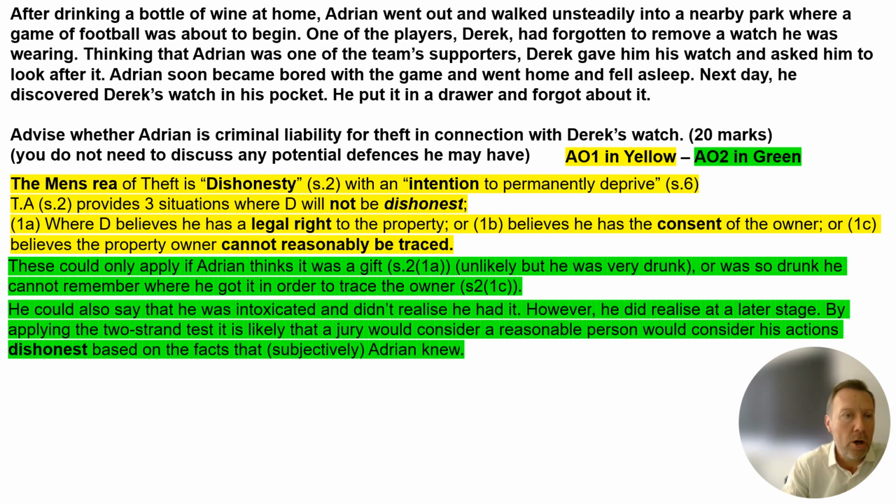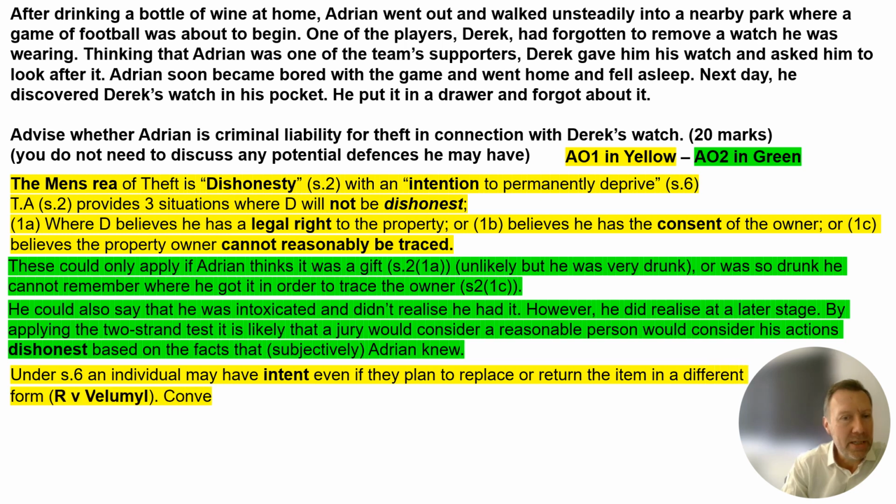So there's a couple of things we could say about sections 2.1a and 2.1c there. Section 2.1b believes he has the consent of the owner. Again, pretty unlikely, but his state of mind at the time might help him a little. But this intoxication thing, without getting into the defence of intoxication, we're not doing that, we're just talking about what he knows, because that's important to the mens rea element of dishonesty. It's important to know what the defendant knows, because of course we've got the test for dishonesty.